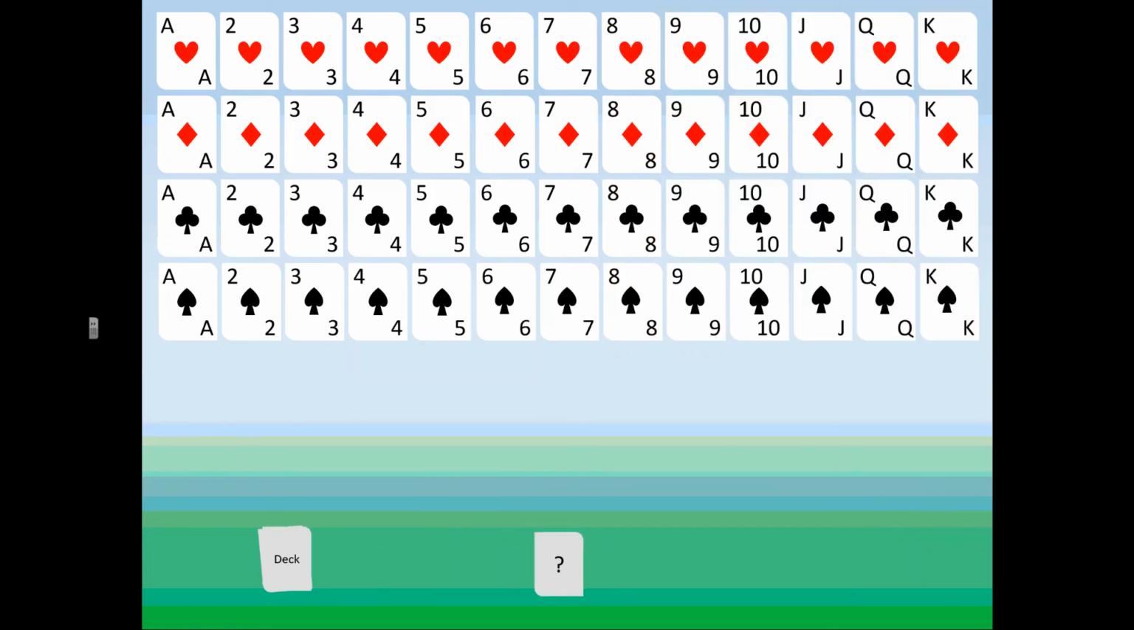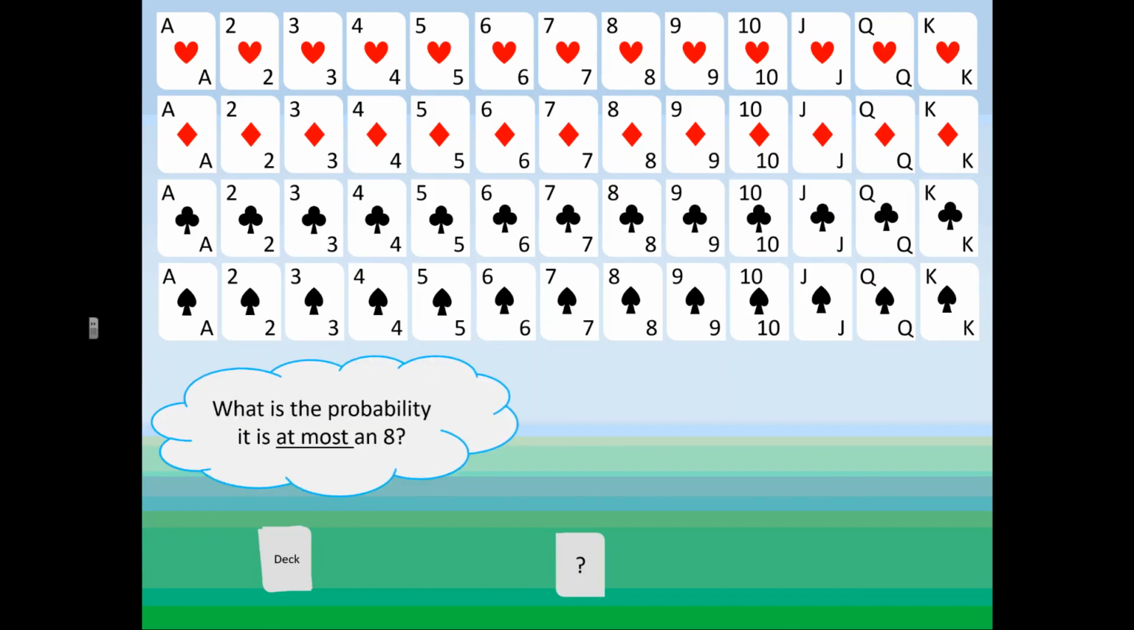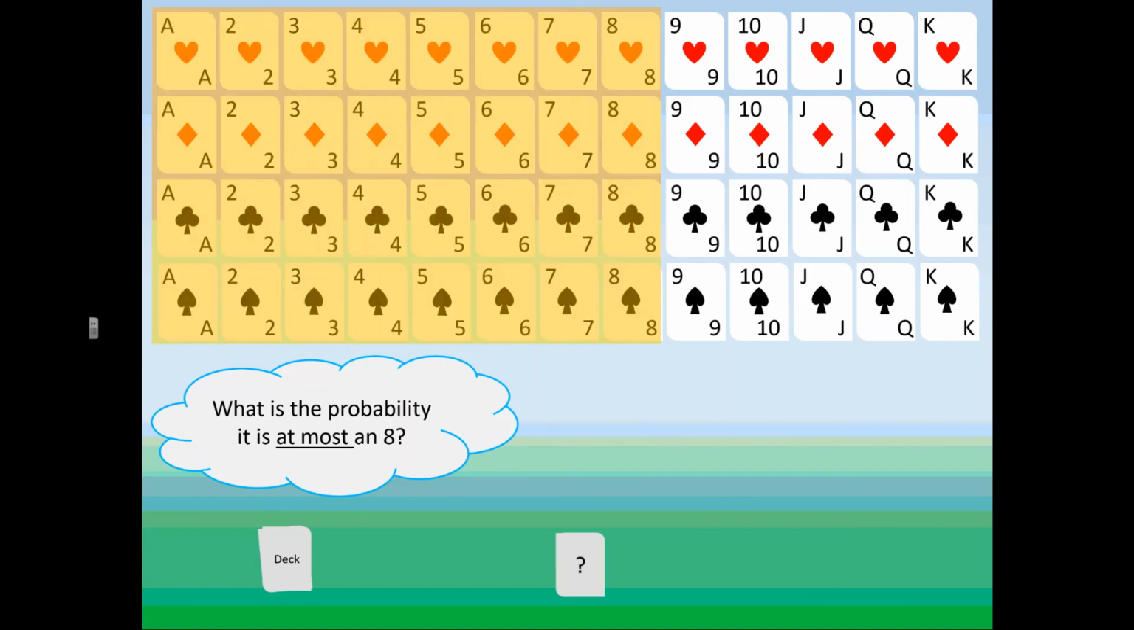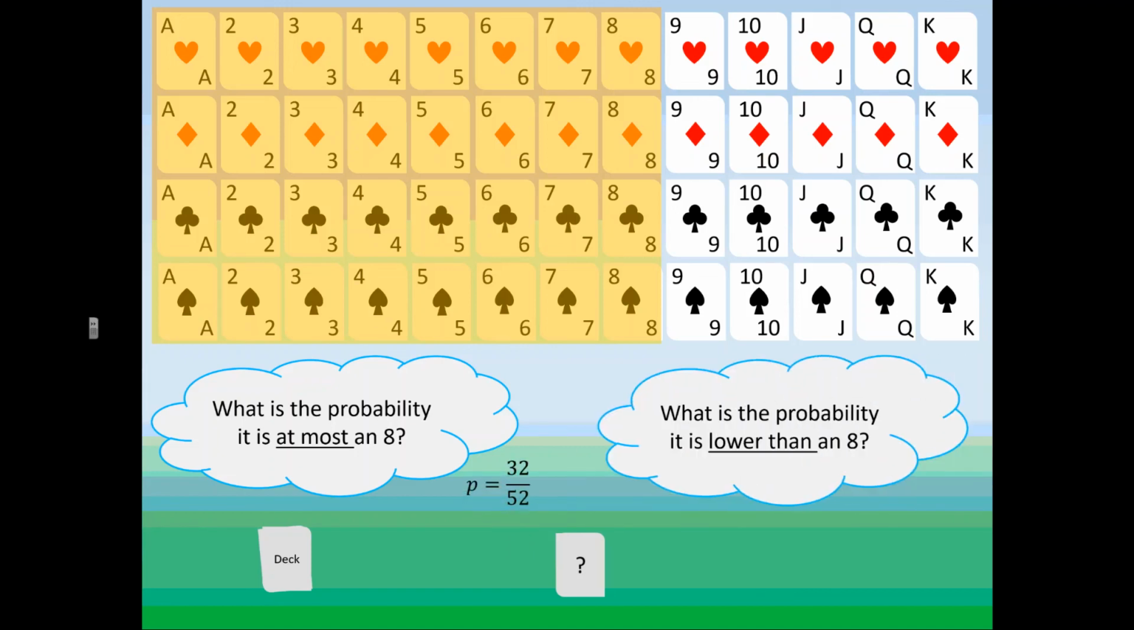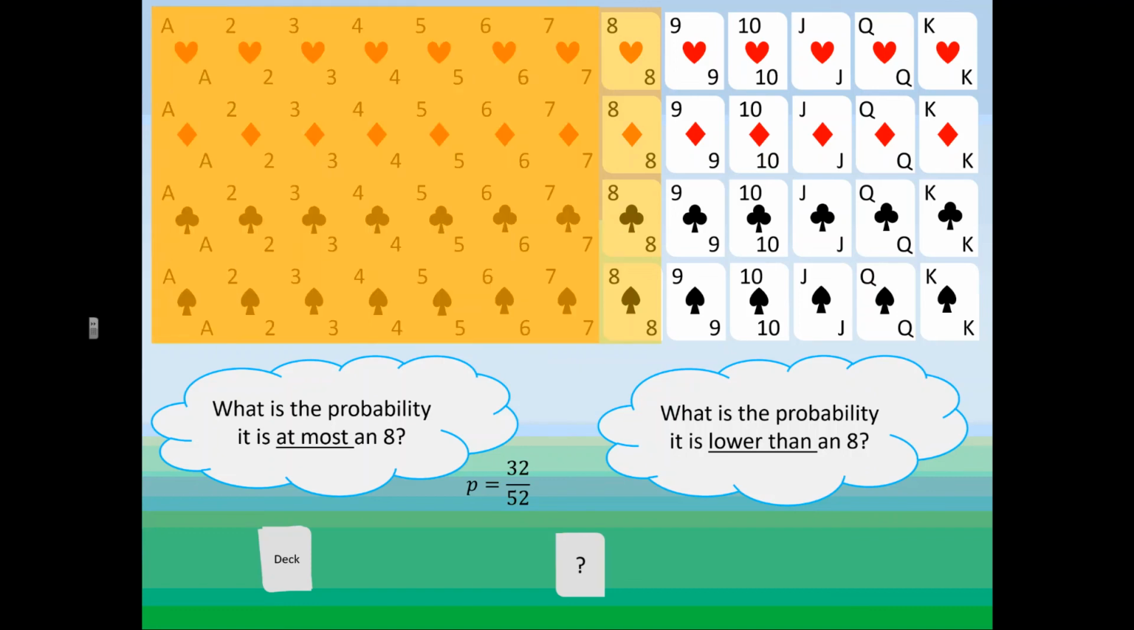Same thing happens when we've got a population, we pull a sample, and it talks about at most an 8. If it costs at most $8, 8 is the most it can be. So in this case, it's 32 out of 52. What is the probability that it's lower than an 8? Lower than an 8 means it can't include 8, which means we're down to 28 out of 52.